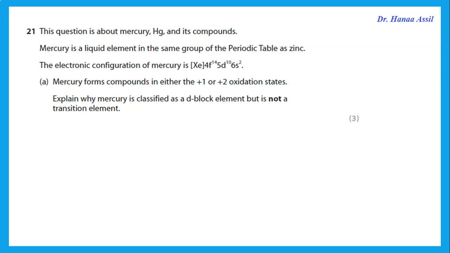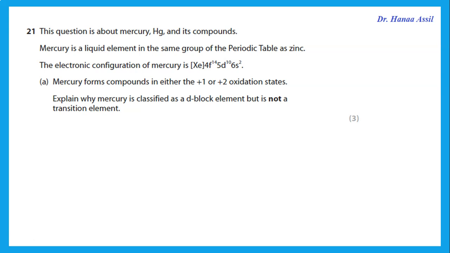This question is about mercury and its compounds. Mercury is a liquid element in the same group of the periodic table as zinc. The electronic configuration of mercury is given. Mercury forms compounds in either +1 or +2 oxidation states. Explain why mercury is classified as a D block element but is not a transition element.